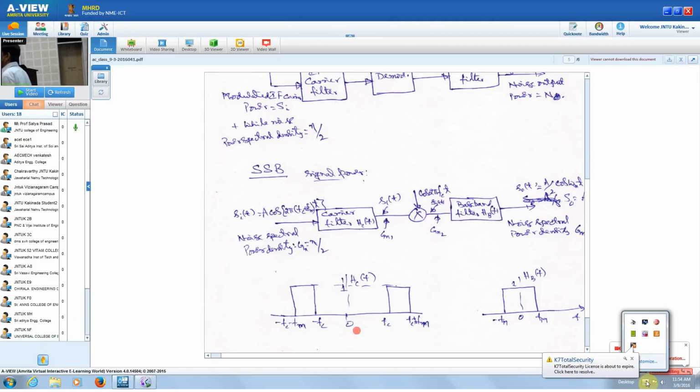The corresponding spectrum that we are going to have. So this is what your carrier filter catches.